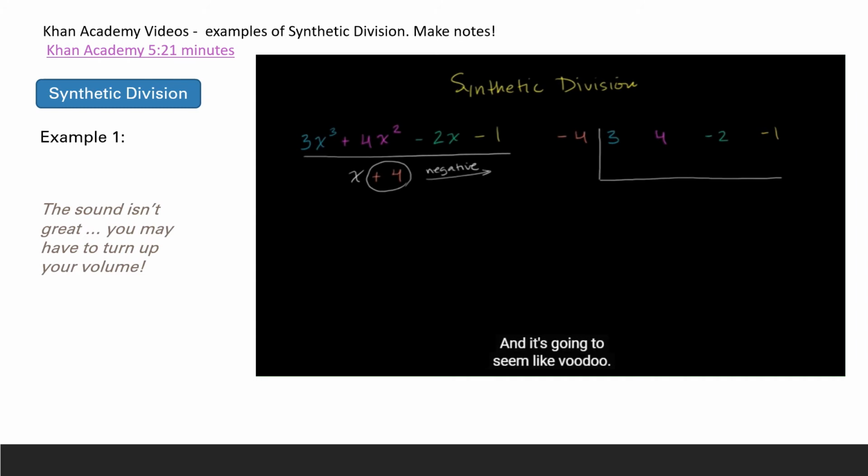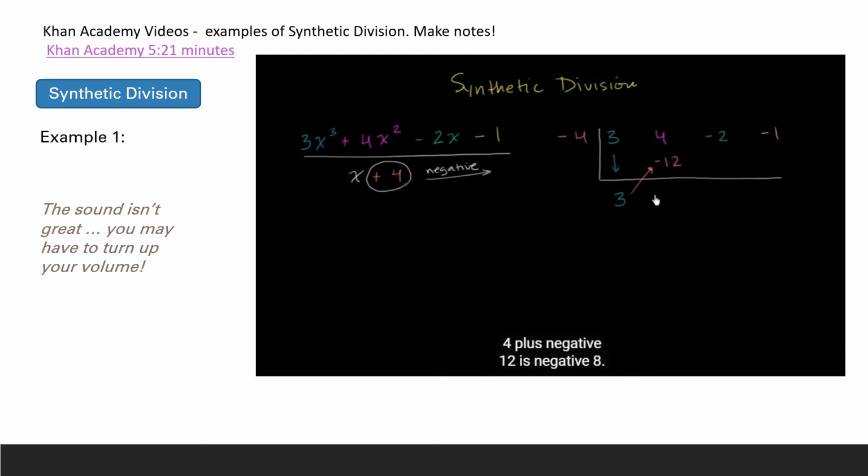It's going to seem like voodoo. In future videos, we'll explain why this works. So first, this first coefficient, we literally just bring it straight down. And so you put the 3 there. Then you multiply what you have here times the negative 4. 3 times negative 4 is negative 12. Then you add the 4 to the negative 12.